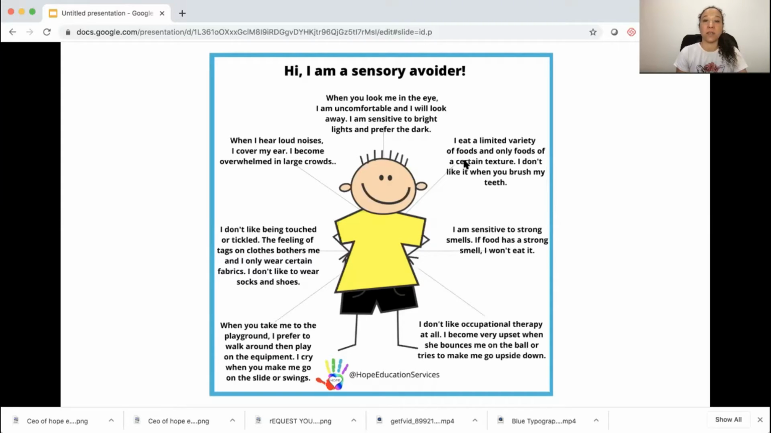So someone who's a sensory seeker might really, really love therapy because they're getting everything that their body is craving. And then someone who's a sensory avoider might not like occupational therapy because they're really being asked to do things that their body wants to avoid. So here's where it gets a little bit complicated. Most children fit into both profiles.